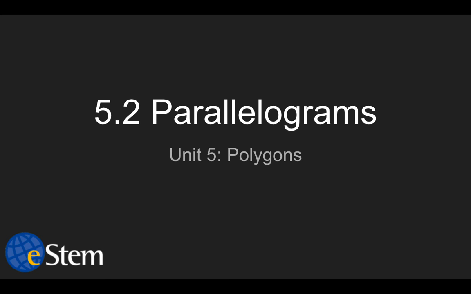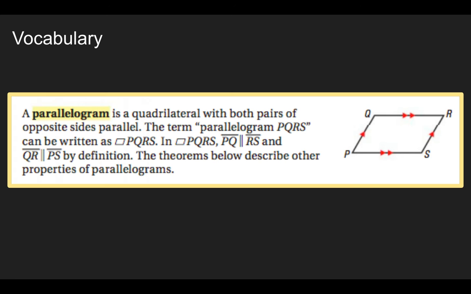5.2 Parallelograms in Unit 5, Polygons. A parallelogram is a quadrilateral, or a four-sided polygon, with both pairs of opposite sides parallel. Remember that parallel means the two sides would never intersect.